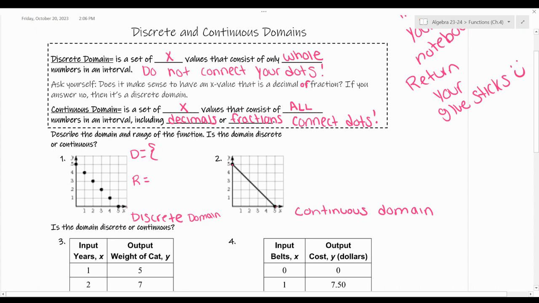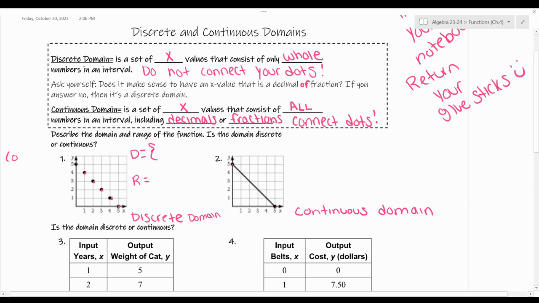So domain is related to the x-axis. When I'm talking about the domain of this particular graph, I'm looking at just the coordinate points because they're not connected. Discrete means it's not connected. It's only whole numbers. So we're looking at the x-coordinate of each of these points. If it's easier for you to write out the coordinate points, do it. So I'm going to do that just in case.